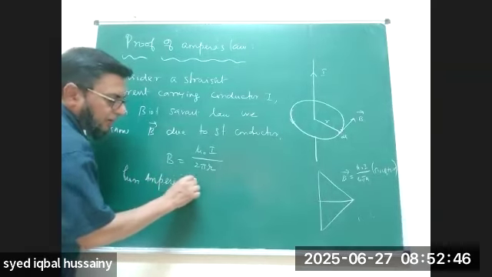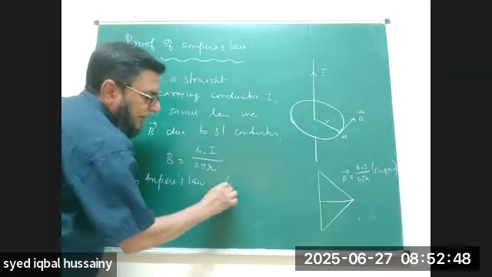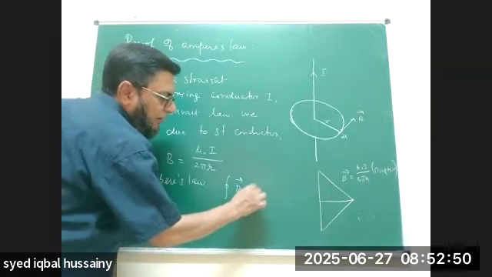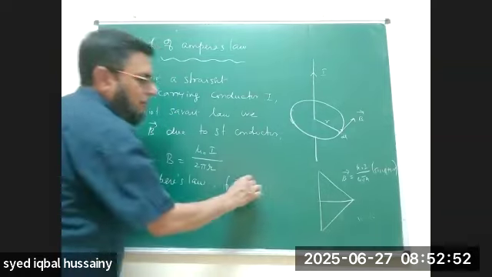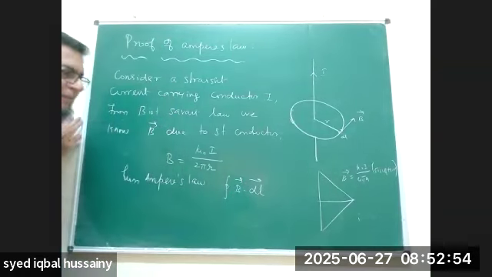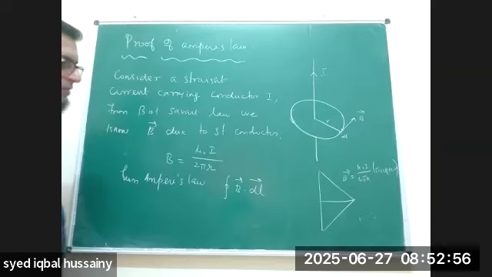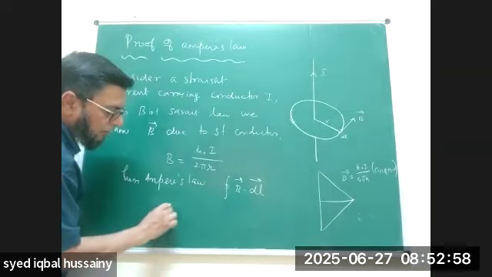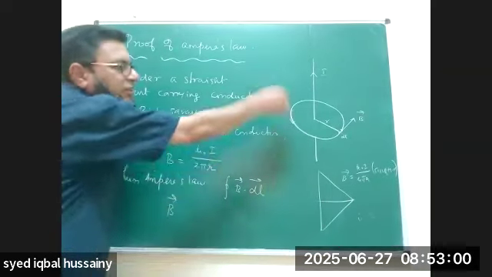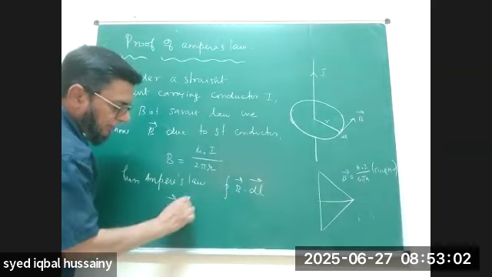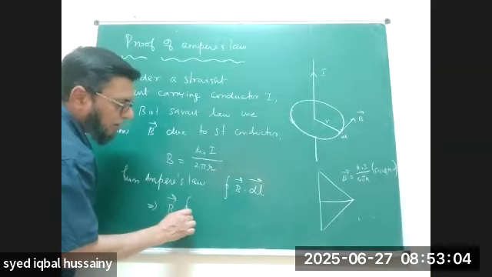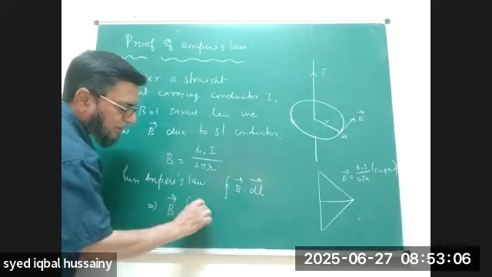From Ampere's law, line integral of B vector dot dl. So the left hand side is B vector dot dl. Take the B vector outside, the magnetic field due to this straight current carrying conductor, and put the integral here, of dl, the length of the segment.